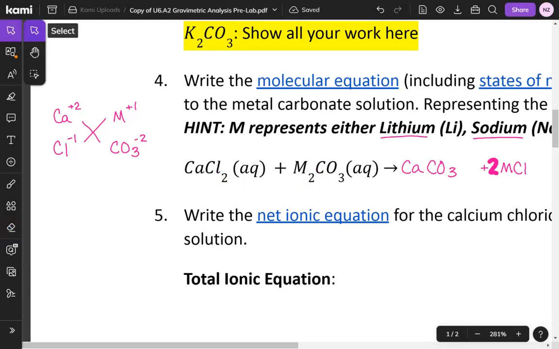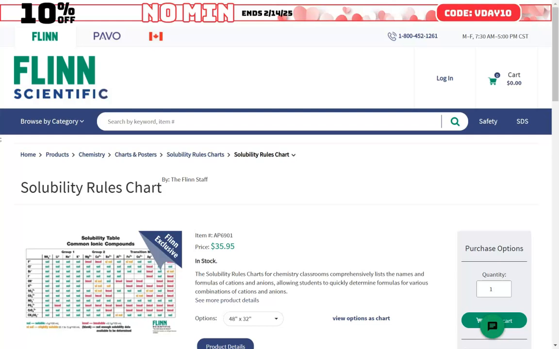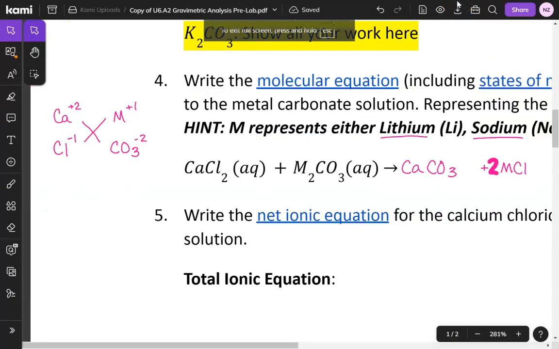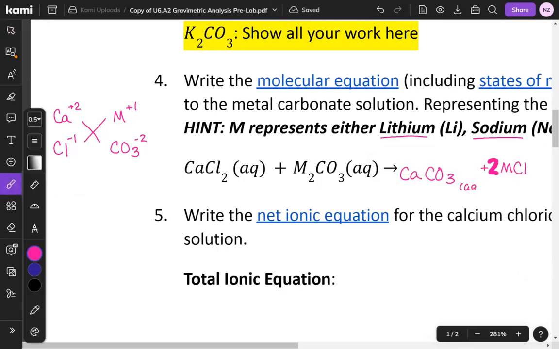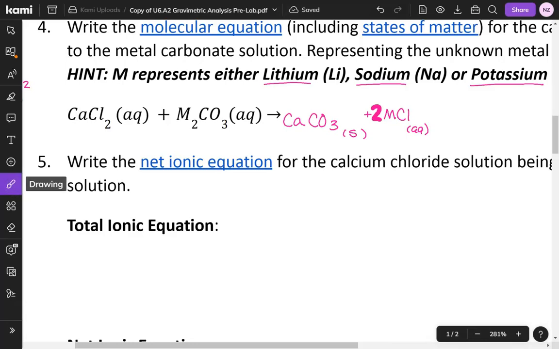We also want our states of matter. So if you go and look on this table, this has all of the solubility rules for the ions in our equation. So you would just need to check this table. And if you do that, you will find out that, let me go back to my document here, everything's aqueous except our calcium carbonate. So this will be aqueous, and this will be aqueous. I said this would be a solid. I need to get more coffee. Oof, not off to a good start here. Okay, so there is our molecular equation.